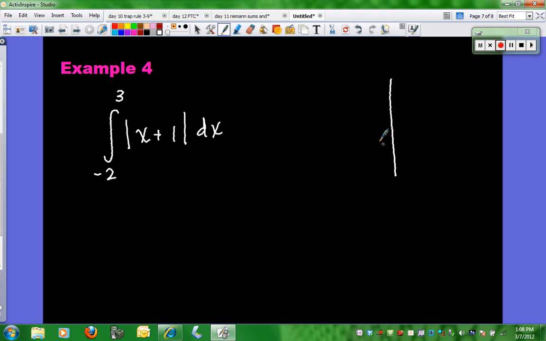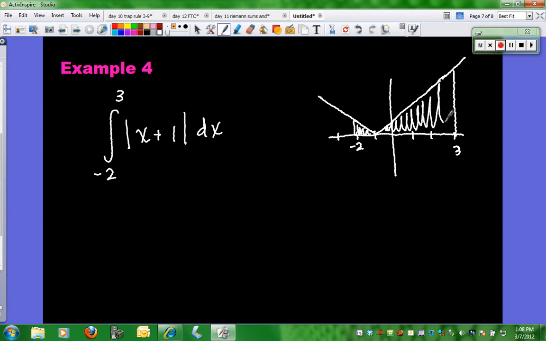What does the absolute value of x plus 1 look like? Well, where's the vertex of that absolute value function? -1 would be correct if that's what you thought, and then we have something that looks like this. We are trying to find the area from -2, which is right here, all the way to 3. 1, 2, 3, all the way there. I'm just going to put a vertical line there and there. This is the area we're trying to find under the absolute value.